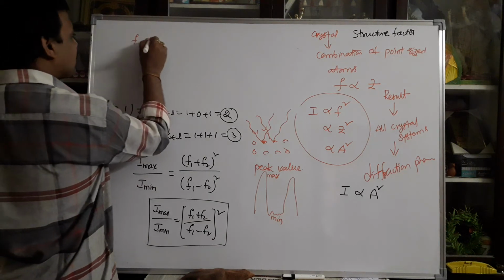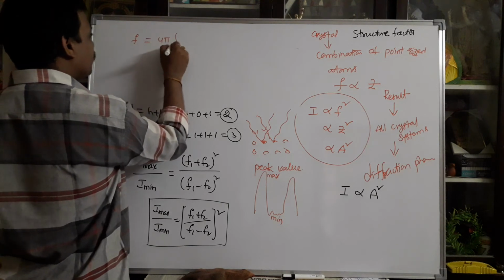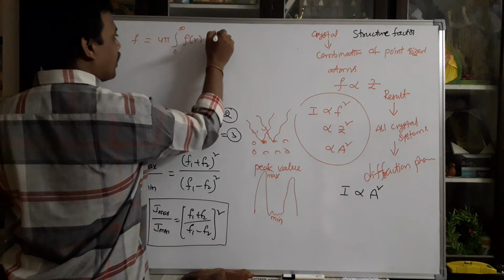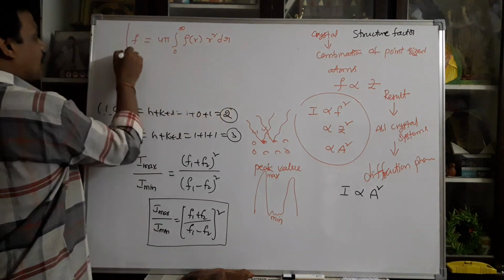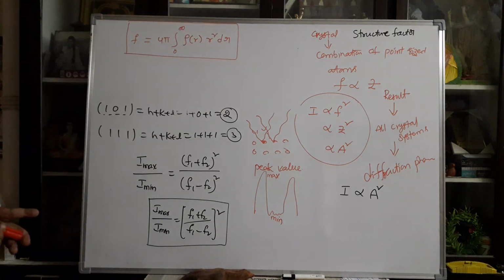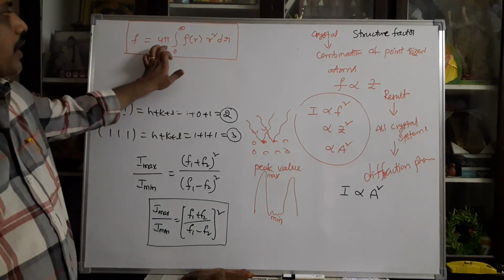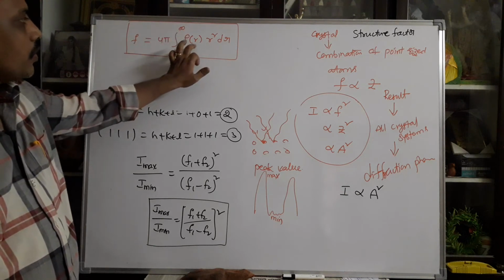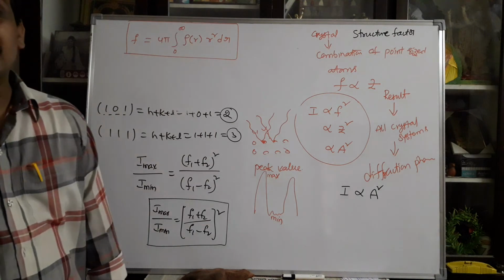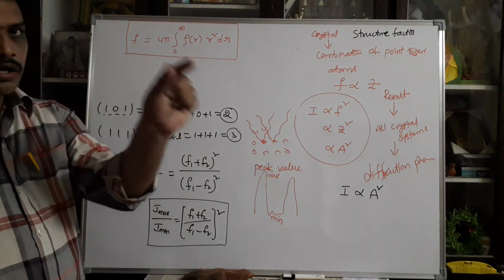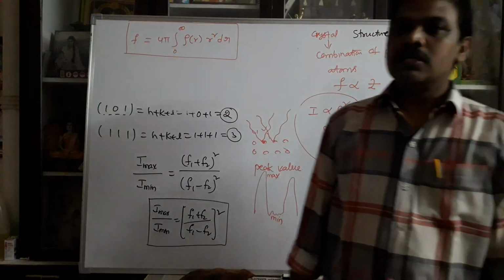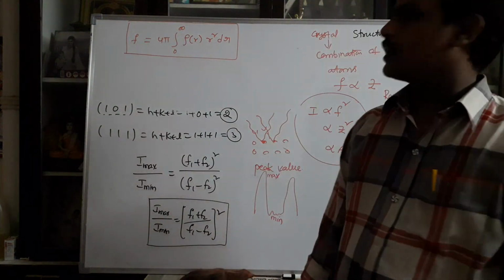f is equal to 4 pi times the integral from 0 to infinity of rho of r into r square into dr. So in yesterday's class the form factor expression is f equal to 4 pi integral 0 to infinity rho of r, r square dr. This rho of r is nothing but the charge density per unit volume, particularly the charge density of the electron in the crystal.